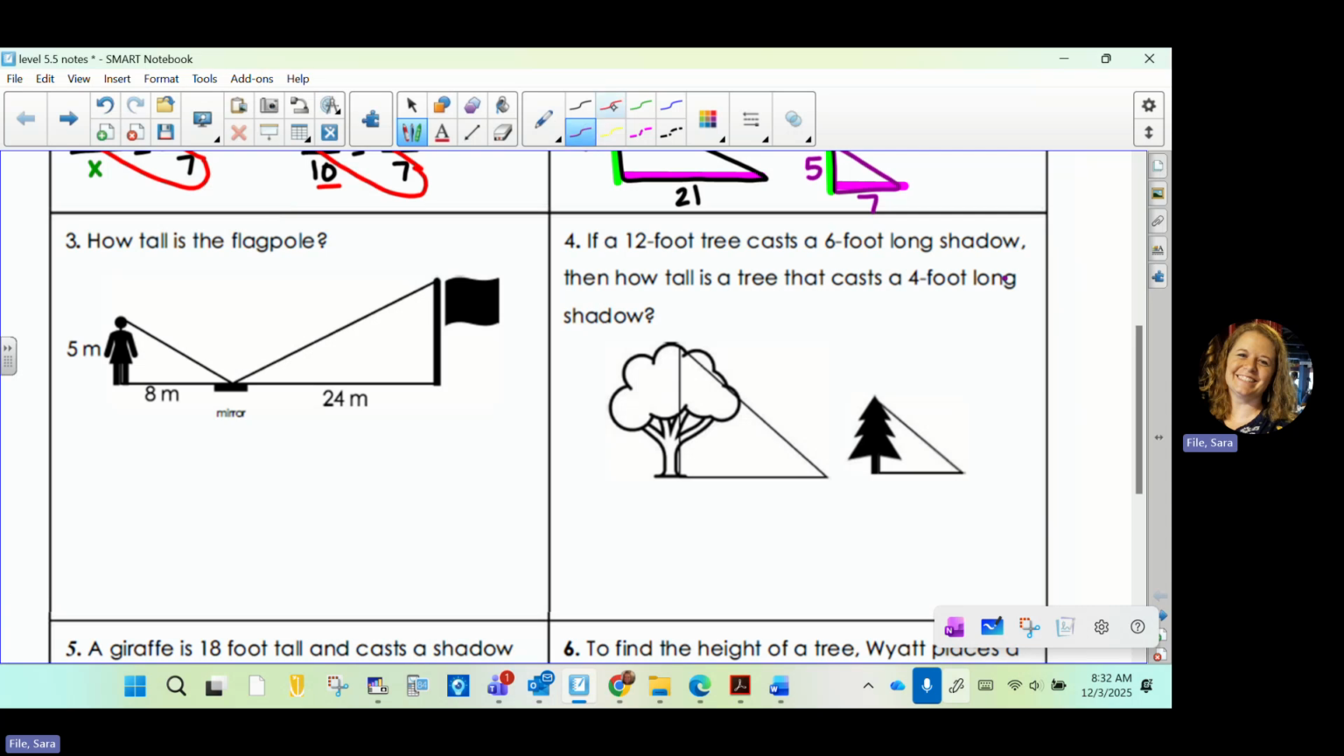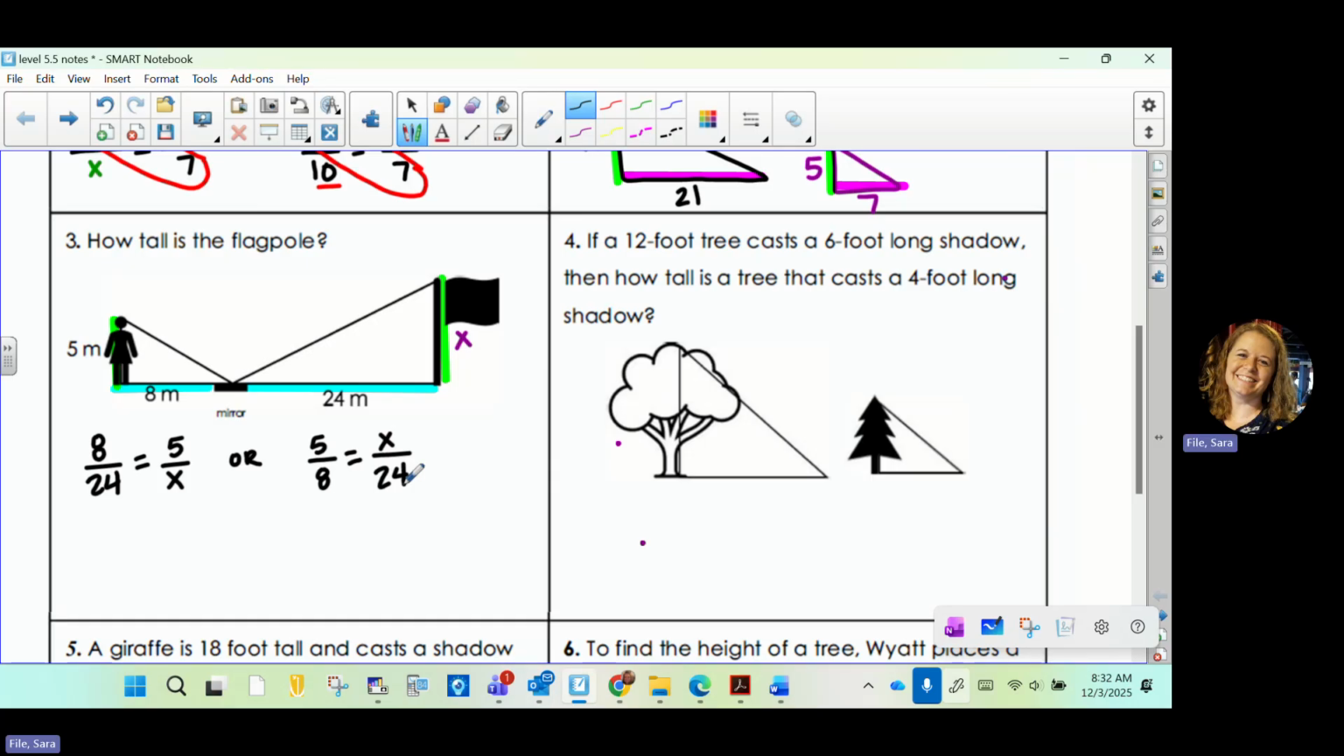Okay, so these are also similar triangles. And the distance from the mirror corresponds to the distance from the mirror. So the 8 is to the 24, and then the height of the person to the height of the item. So I'm going to put an X here because that's what I'm looking for. So I could do 8 is to 24 as 5 is to x, or I could do 5 is to 8 as x is to 24. That would work also, wouldn't it?